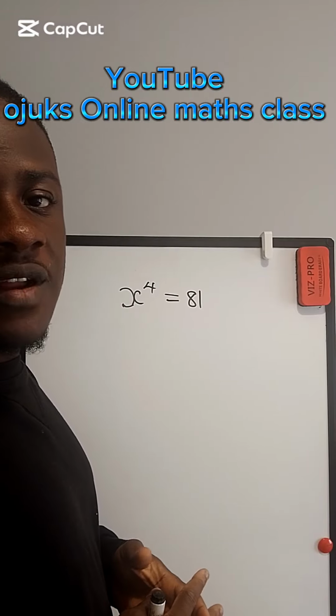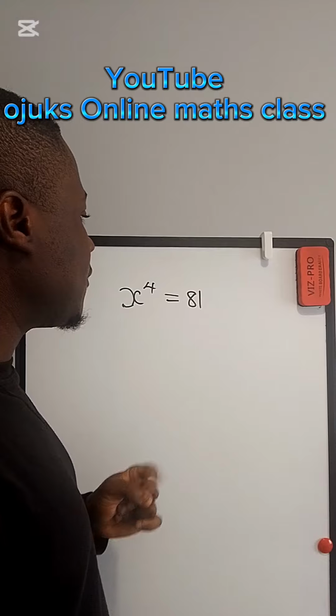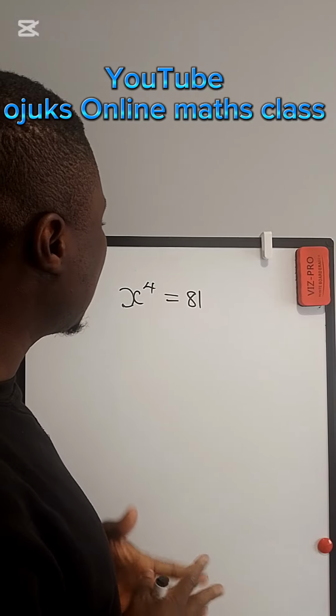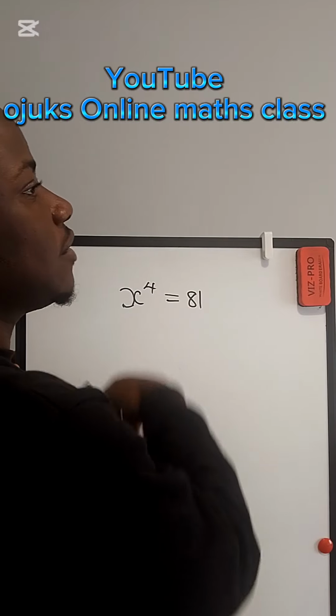Watch as we solve for the value of x in this equation. We are given that x raised to the power 4 is equal to 81 and we are asked to find the value of x. Very easy. First step, we're going to bring this 81 to this side of the equation.